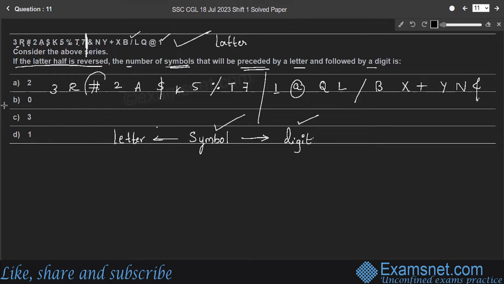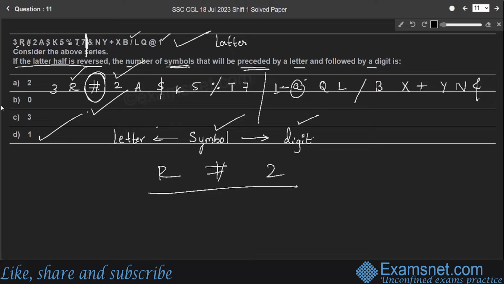So here is a symbol hash which is preceded by a letter R and followed by a digit 2, right? So look for another symbol. So here the at the rate of symbol is preceded by a digit, not a letter, so it is reverse here. Therefore, there is only one such symbol which is preceded by a letter, which is R, and followed by a digit 2, right? Therefore, option D is the right answer. So there is only one such symbol.